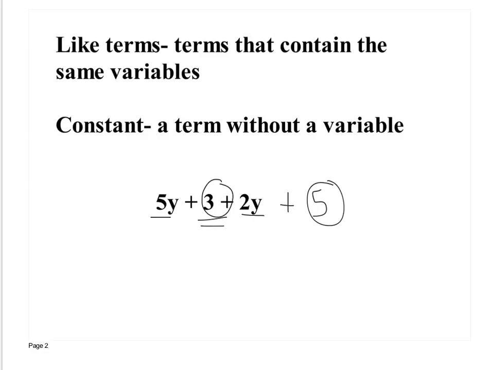Sometimes I'll just underline them twice. I'll put a square, or do something around them, so you can see that this is like terms with this and this is like terms with that. Does that make sense? Okay.